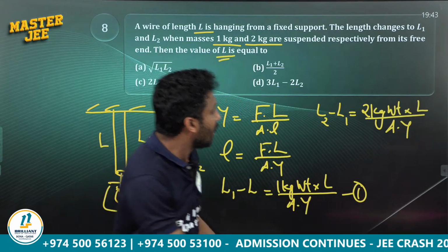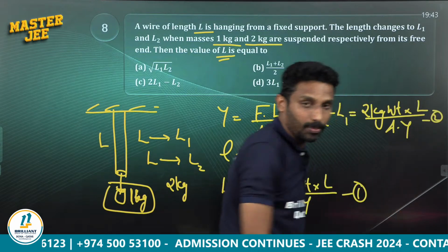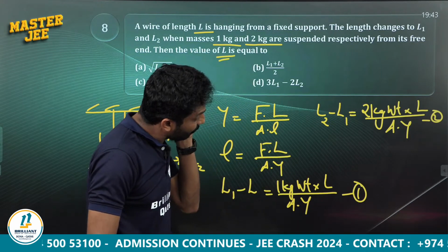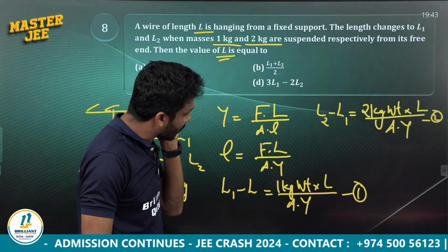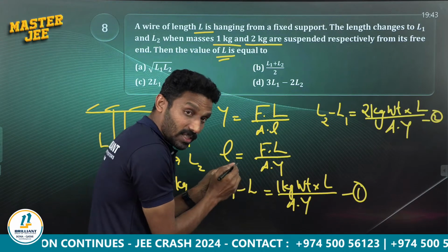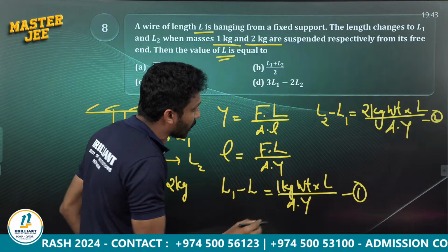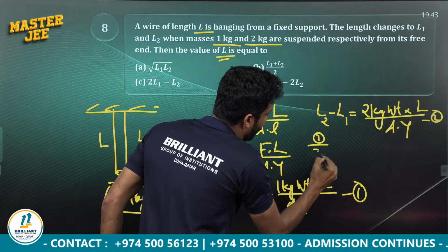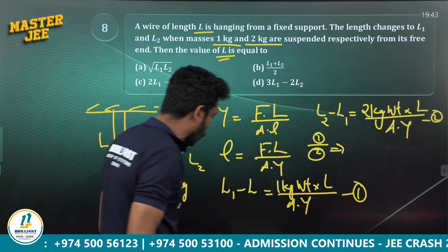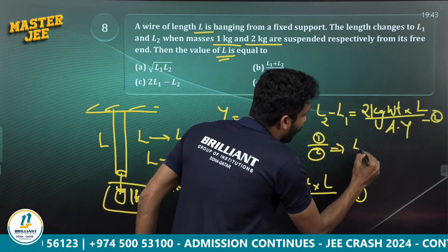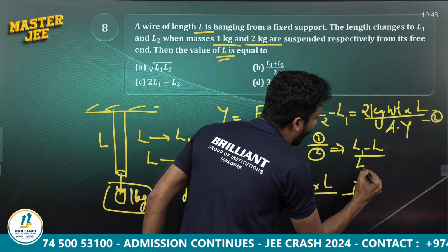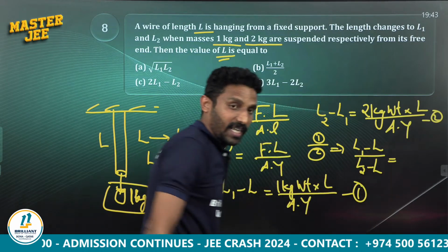Okay. This is the second equation obtained. We can divide equation 1 by equation 2, because we have to obtain the original length L. That is the question. Equation 1 divided by equation 2 gives, on the LHS, L1 minus L divided by L2 minus L.